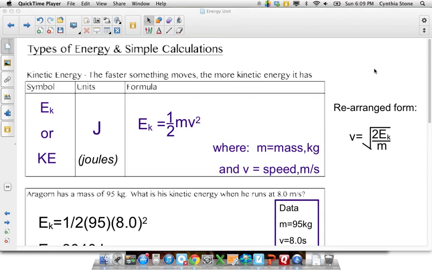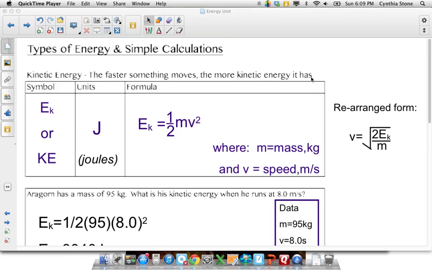Looking at types of energy, there are 3 types we're going to use in this course, and we're going to look at what they are, look at the formulas for them, and see an example. Okay? So the first one is kinetic energy, and we've talked about this already, but the way I would word it is the faster something moves, the more kinetic energy it has.